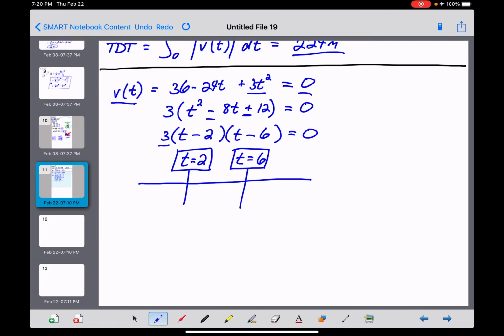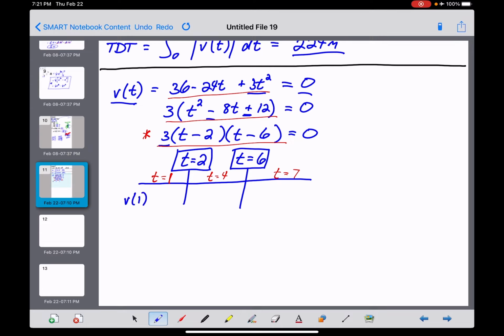So this is something we haven't done much of since the end of the first semester. We pick some test values. I'm going to choose t equals 1 because that's less than 2. I'm going to pick t equals 4 right in between 2 and 6. And then I'm going to pick t equals 7. And I'm putting these test values into the velocity function. Now, we actually have 3 different variations here of the velocity function. Line 1, line 2, line 3, and definitely line 3, the fully factored version, is where we want to put these. You'll see why in a second.